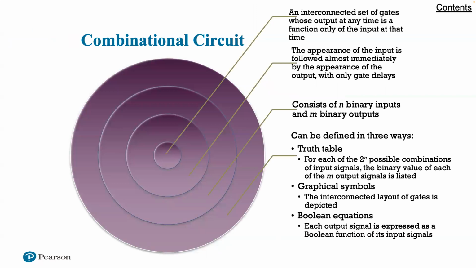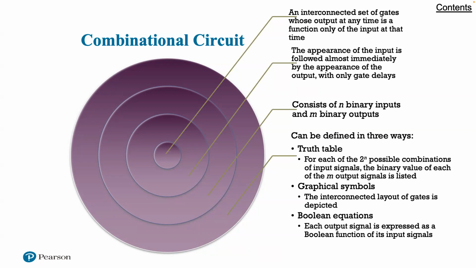So let's talk about a combinational circuit. A combinational circuit is an interconnected set of gates whose output at any time is a function only of the input at that time. As with a single gate, the appearance of the input is followed almost immediately by the appearance of the output, with only gate delays. In general terms, a combinational circuit consists of n binary inputs and m binary outputs.